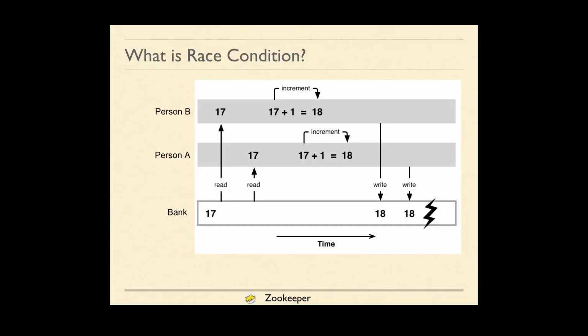Think about this particular bank. It's a pretty clumsy bank. There were 17 rupees in the bank. Person A and person B both tried to deposit one more coin, one more dollar, into this bank containing $17. Person B and person A both read it as 17. When I say person A or person B, maybe it's the ATM that's doing this magic, and each increased it by $1. At the end of both of these, the overall amount was 18, not 19.